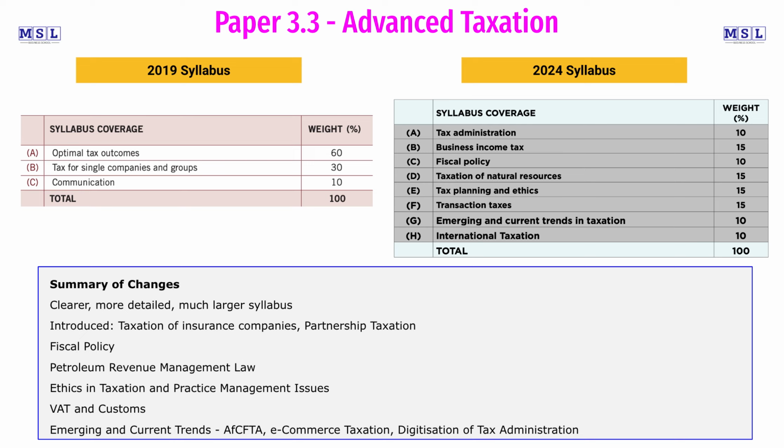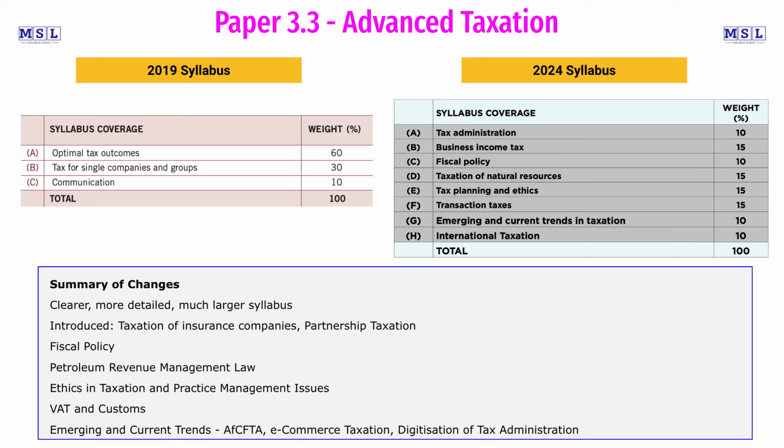Then ethics in taxation was not in the syllabus, it's now introduced. Practice management issues is now introduced. VAT and customs, it's a big deal. Previously exclusive to the level 2 principles of tax syllabus, we now have VAT and customs in advanced taxation. Emerging and current trends, the Africa Continental Free Trade Area is now in the level 3 advanced tax syllabus. E-commerce taxation is here and digitization of tax administration.